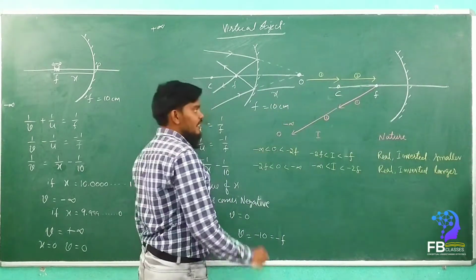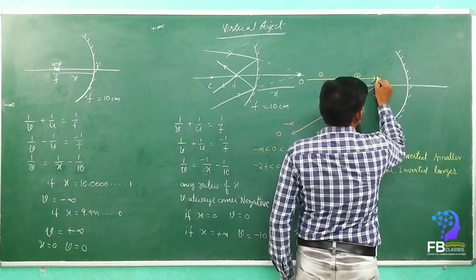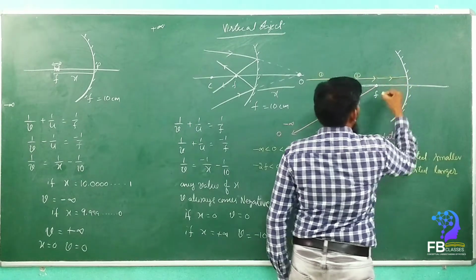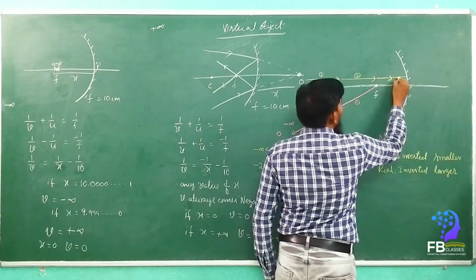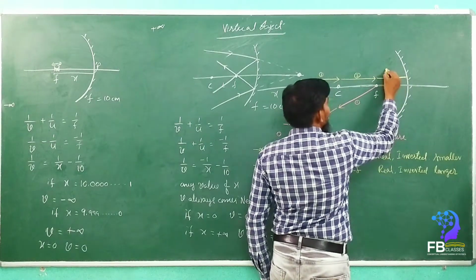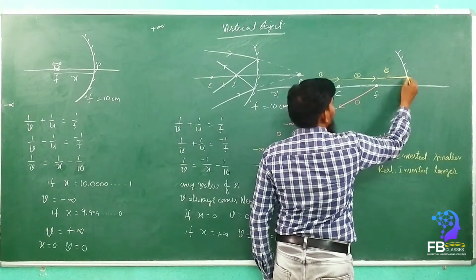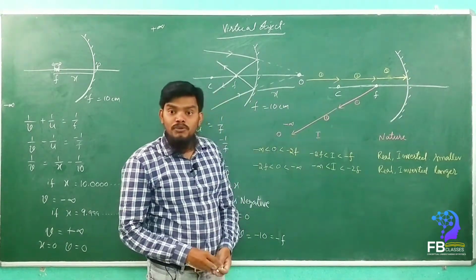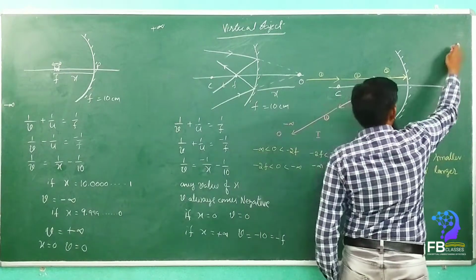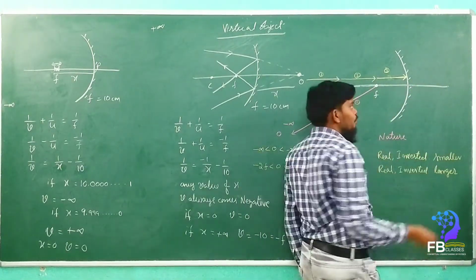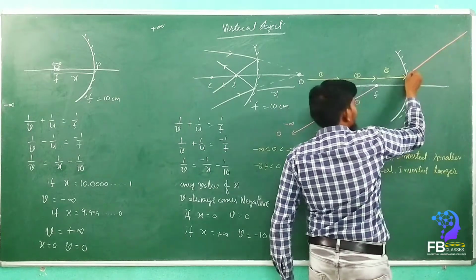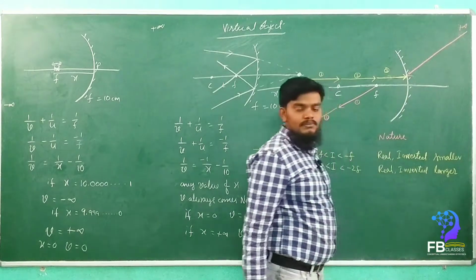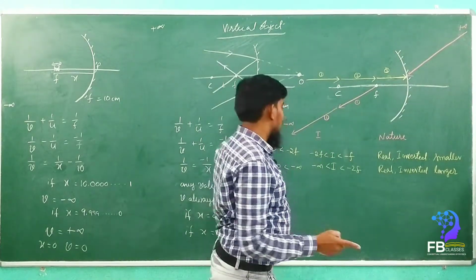Got it? Then when the object is moved from F to pole, principal focus to pole, this is the third case. When the object is moved from F to pole, where will the image move? From positive infinity to pole. Yes or no? Yes, sir. Positive infinity to pole. Got it? Yes, sir. Are you getting my point?